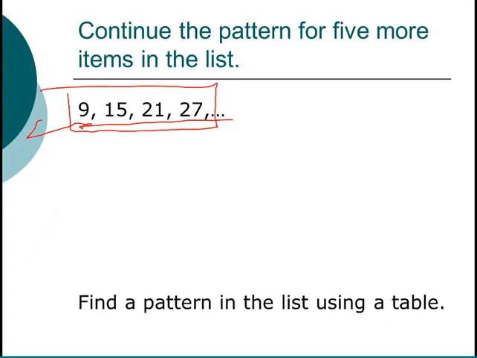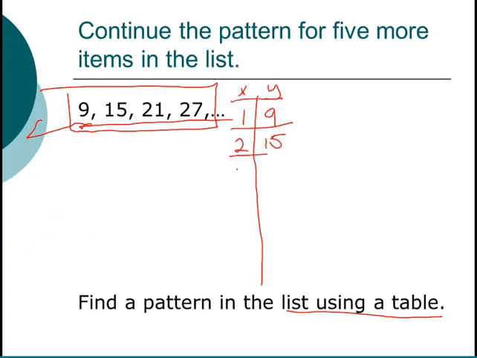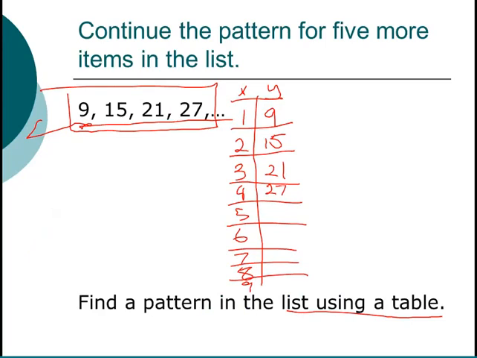So I say use a table to figure this out, because I like looking at it this way. If this is my first term, 9, I call it my first term. If my second term is 15, I call it my second term. It's kind of like an XY table, because we're going to see a lot of those later. My third term is 21, my fourth term is 27. So our job is to find the 5th, 6th, 7th, 8th, and 9th term, so 5 terms past what we're given.